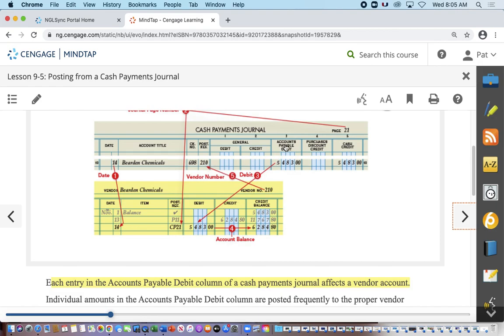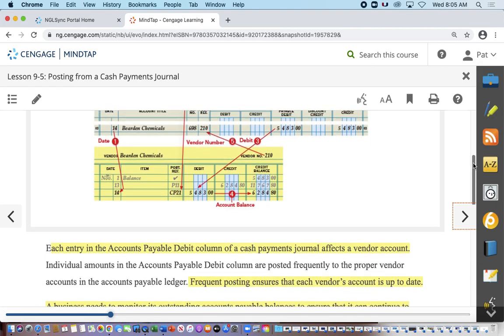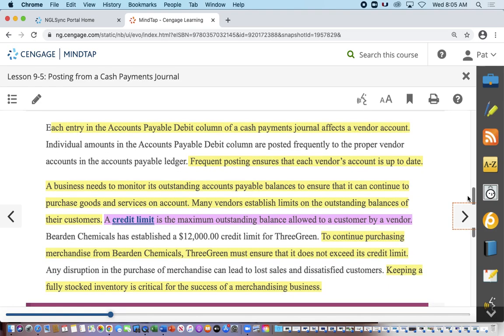We don't post it to accounts payable, we post it to the vendor. When we get to the total, we'll post that. So I'm kind of jumping ahead, but I wanted to let you see that. Okay. Each entry in accounts payable and cash payment affects the vendors, so we want to post frequently.